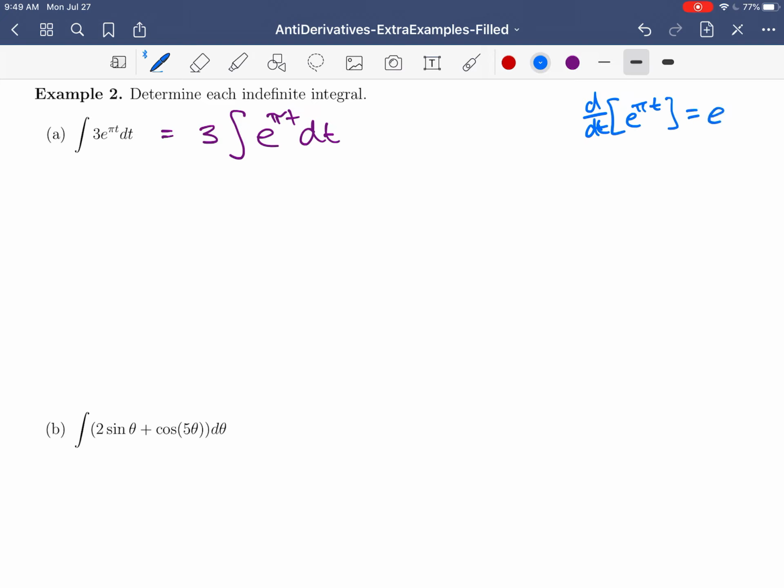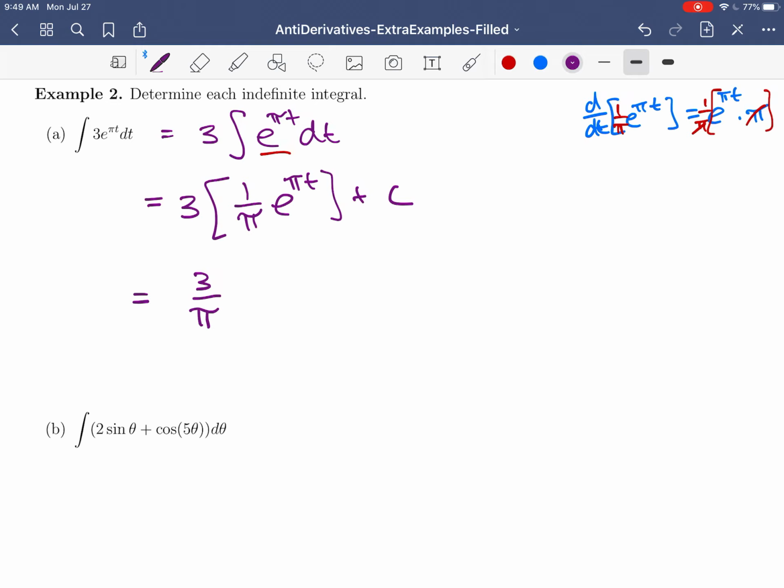If I differentiate that, I get e to the pi t times pi, the derivative of the exponent. Pi is just a constant, so I could just add in a 1/pi, and then the pi's would cancel, and I would get my integrand. So that's an antiderivative. It's going to be 3 times 1/pi e to the pi t plus c. So we get 3/pi e to the pi t plus c. And again, like usual, you can take the derivative and make sure that you have the right answer.